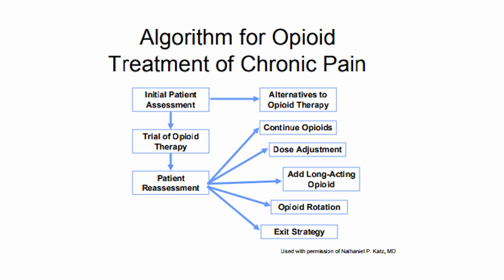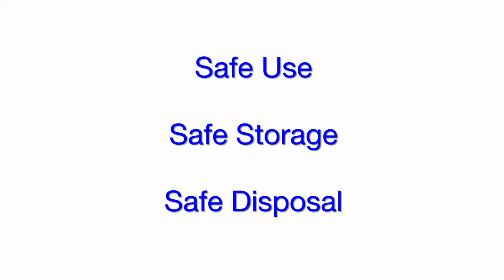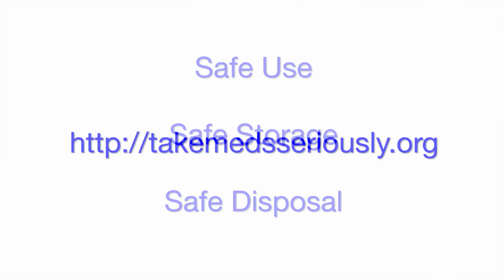As a member of a primary care team, we need to prescribe opioids safely, which means only the minimum amount necessary for both dose and duration. We talk to our patients about safe use and storage of the medication and why they don't share them with anyone else. Safe use, safe storage, and safe disposal of opioids are the primary messages. Please visit the Take Meds Seriously website at takemedsseriously.org for more details on these options.